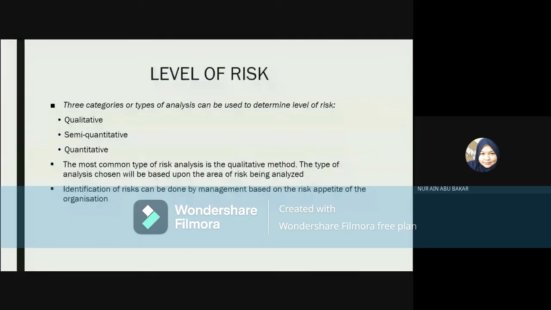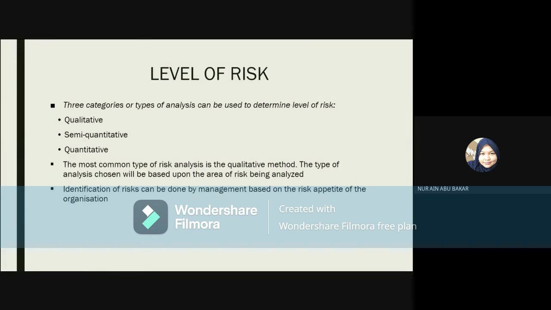So level of risk, we have 3: qualitative, semi-quantitative and quantitative. Whatever it is, the risk is normally something that we need to quantify, meaning to say risk needs to be measurable. We can measure the risk and then we can identify how severely the risk will affect our organization. The most common type of risk analysis is the qualitative method. The type of analysis is chosen based on the type of risk.